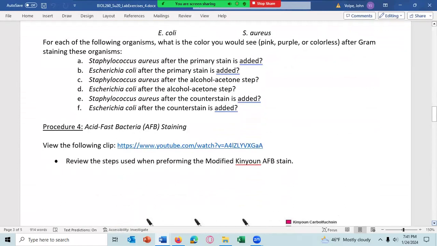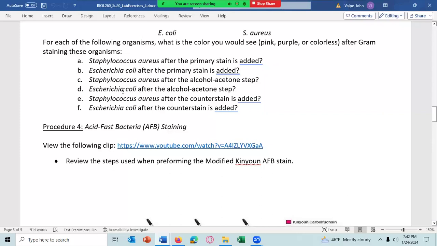And then for each of the following organisms, what is the color you would see, pink, purple, or colorless, after this step of the gram staining procedure? So after the primary stain, the crystal violet is added. What's the color of Staphylococcus aureus? Now, what's the color of E. coli after the primary stain is added?